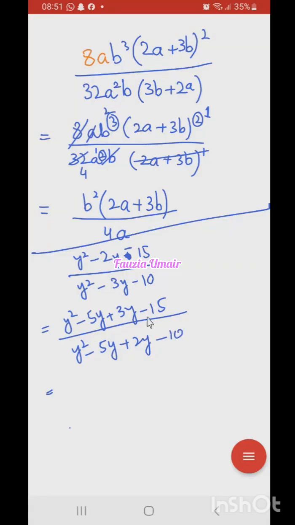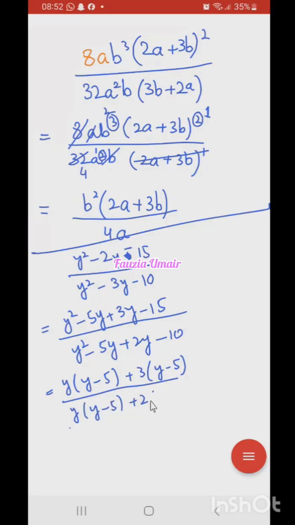Now there are 4 terms. So this is the second factorization method, grouping and taking the common out. So y is common, y minus 5; plus 3 is common, y minus 5. So we have changed 4 terms into 2 terms. Now in the denominator, take y common, it is y minus 5, plus 2 common, it is y minus 5. Because there are 2 terms, you can still take the common out. y minus 5 is common and the leftover is y plus 3 in the numerator, and in the denominator y minus 5 is common and the leftover is y plus 2.